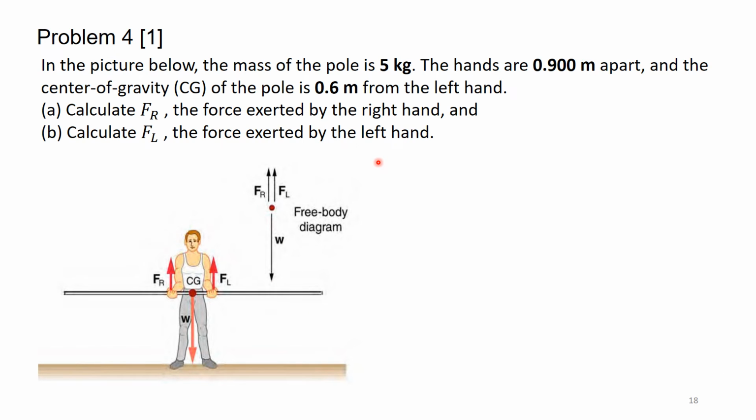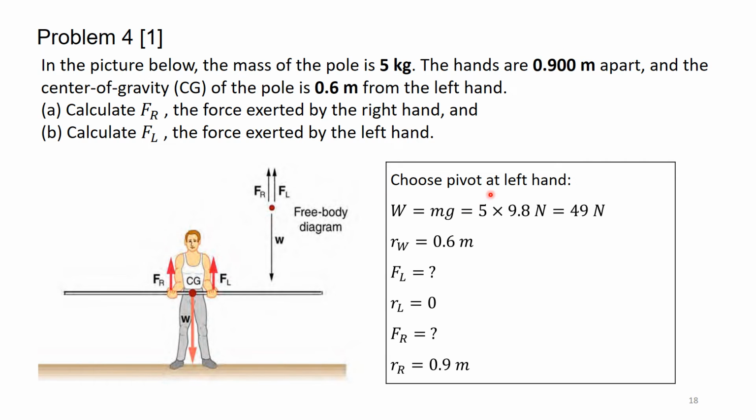Okay, so here's the example. We have the same setup as before with the pole of 5 kilograms held by hands 0.9 meters apart, but this time the center of gravity is 0.6 meters from the left hand. So it's further from the left hand and closer to the right hand, 0.3 meters from the right hand. And we are trying to calculate FR and FL like before.